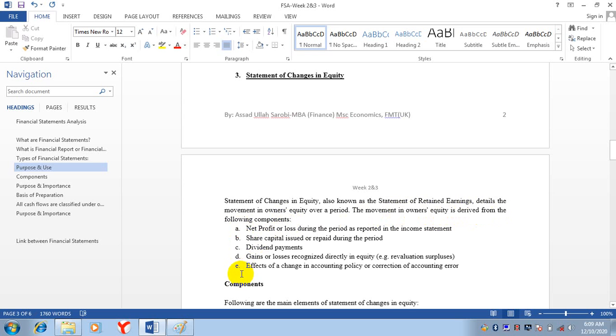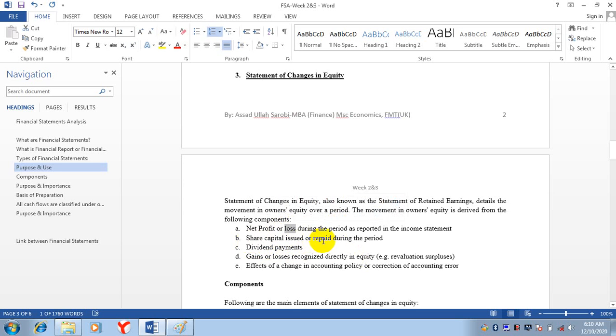We discussed these components. Net profit or loss: owner's equity will increase if there is profit, and it will decrease if there is a loss. You already studied this in the balance sheet. In the balance sheet, there is owner's equity. If there is profit, we add profit to the owner's equity, and if there is a loss, we deduct the loss from the owner's equity.